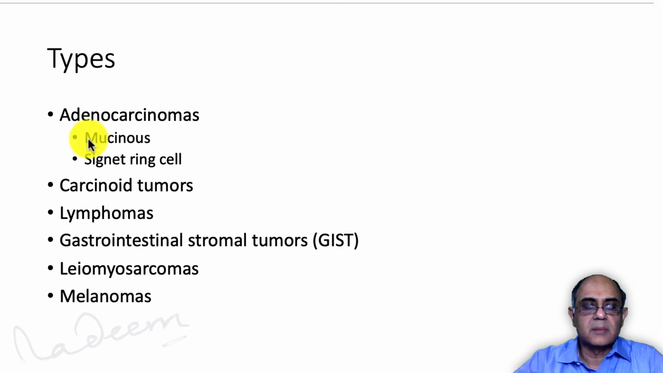And there are other varieties, but these are the most common varieties. In addition, we can see some carcinoid tumors, which you must have heard related to the appendix, but it can happen anywhere in the colorectal areas. Lymphomas can happen everywhere in the GIT as well as in the colorectal area.